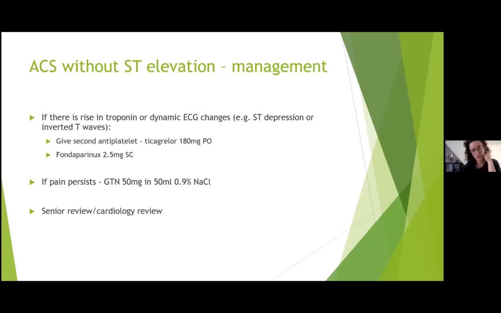An NSTEMI is usually a little bit less scary in real life than what you think it's going to be as a student, because you don't actually do a lot. You just give the antiplatelet treatment, and then if they've got ongoing pain or ongoing symptoms, that's when you're at the limit of what you can do here, so you seek cardiology and senior advice. But the initial management is actually quite simple, because it's the morphine, etc., and then antiplatelets. That's it.